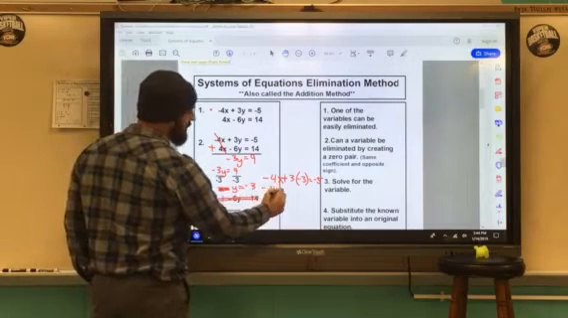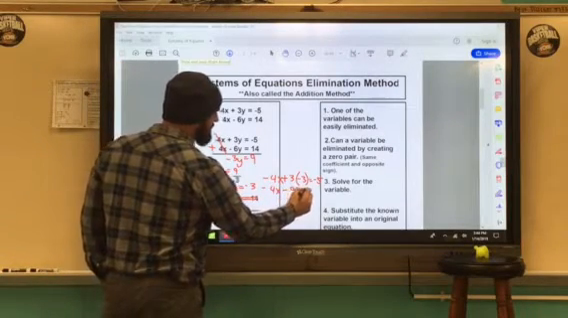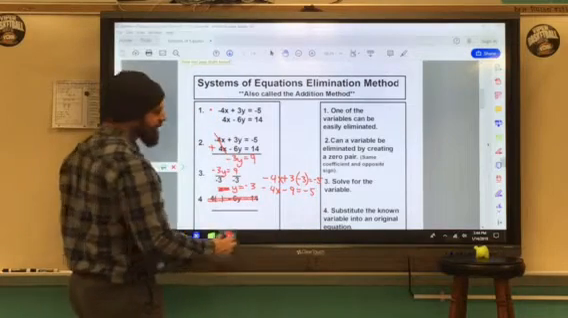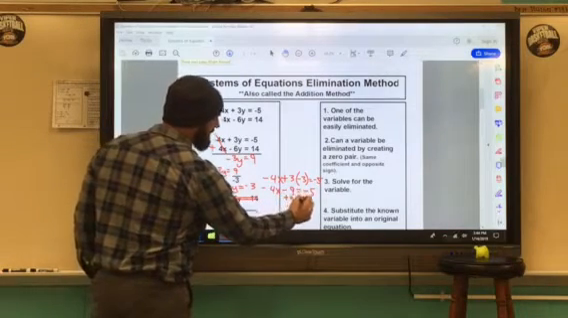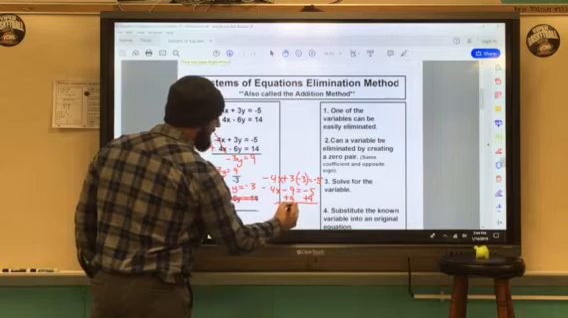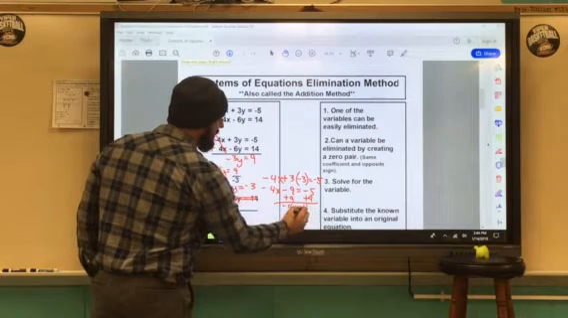And now I've got -4x minus 9 equals -5. And then I'm going to solve for x. I've got 9 on both sides. -4x equals 4.